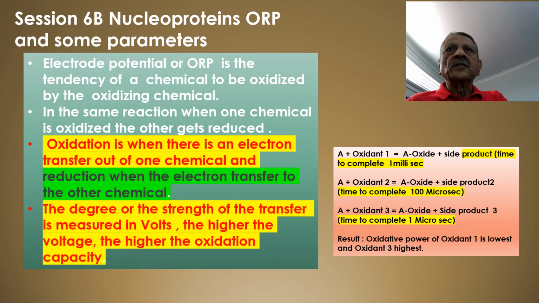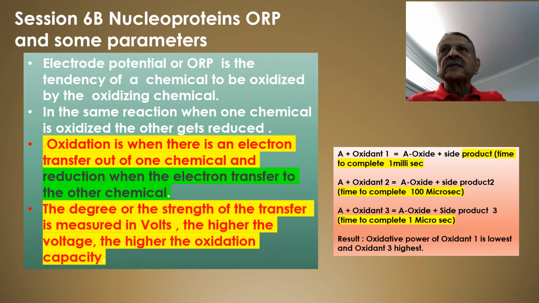ORP is actually a tendency of a chemical to be oxidized by the oxidizing chemical. So in a particular reaction, a component that is being oxidized will also have the other component, which is providing the oxygen, which is getting reduced. Oxidation is typically where there is an electron transfer out of one chemical to the other, and reduction is when the electron transfer from the chemical is coming to that chemical. The degree and the strength of the transfer is measured in volts. The higher the voltage, the higher the oxidation capacity.